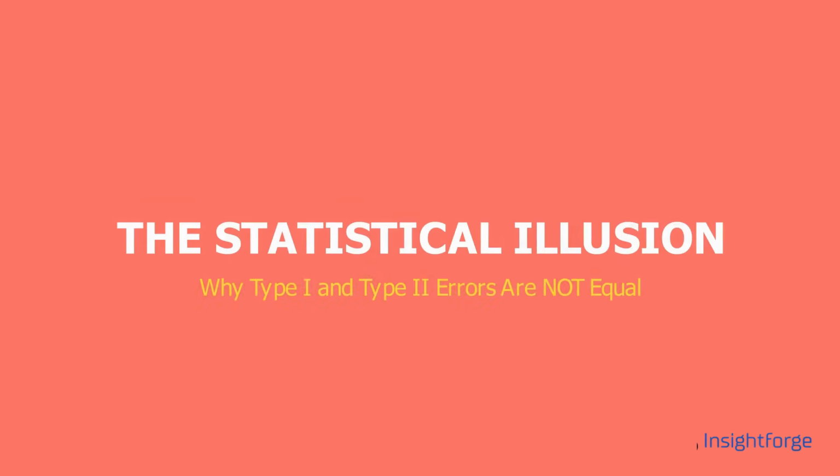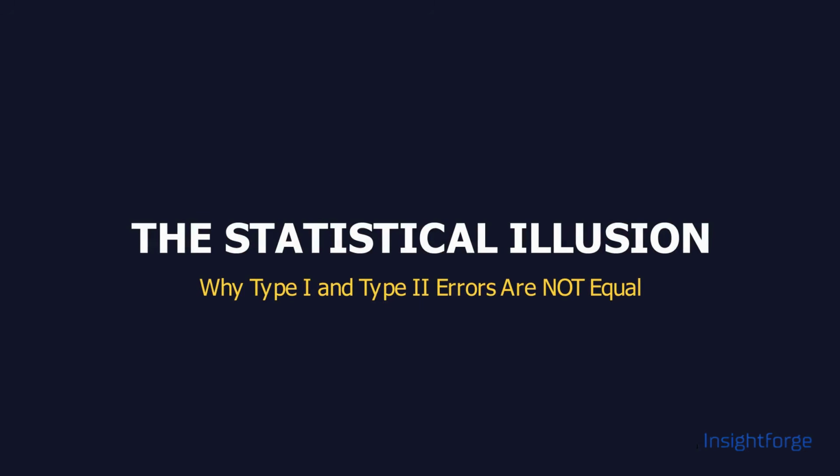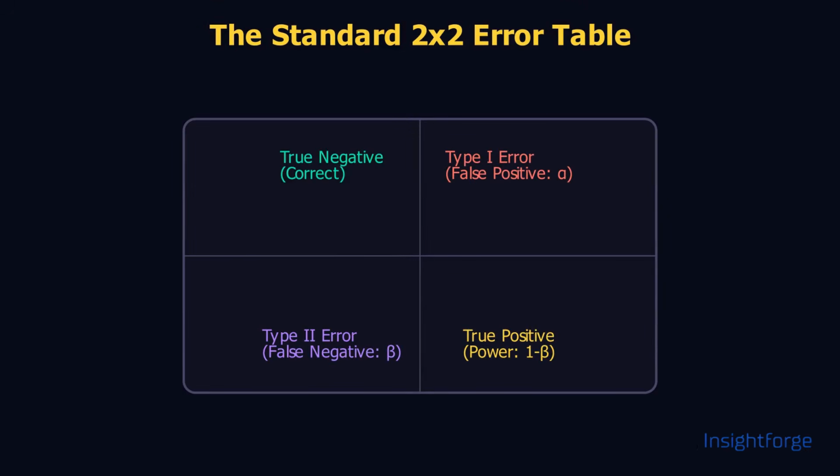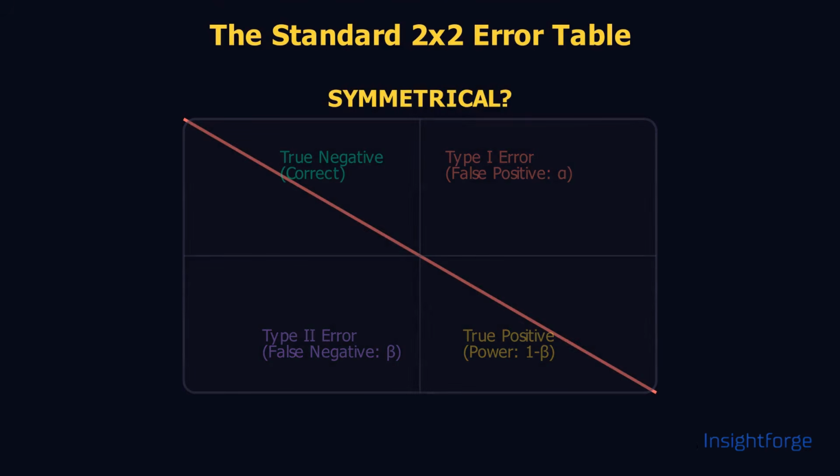Think about the last time you saw a statistics chart. It probably had a neat, symmetrical little square showing type 1 and type 2 errors side by side, like they are two of a kind. But that symmetry is a complete illusion, and understanding why is the key to making smart decisions in data science, product design, and machine learning.